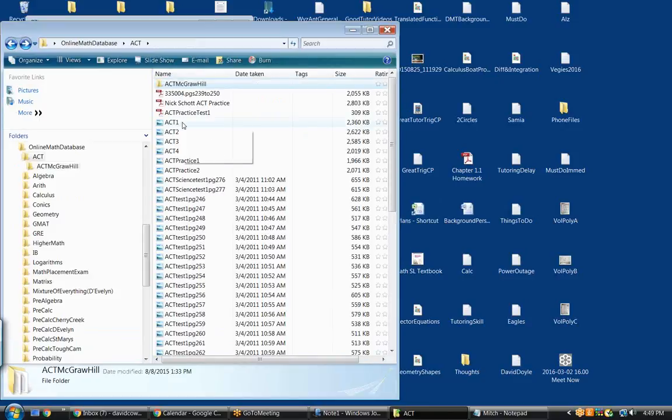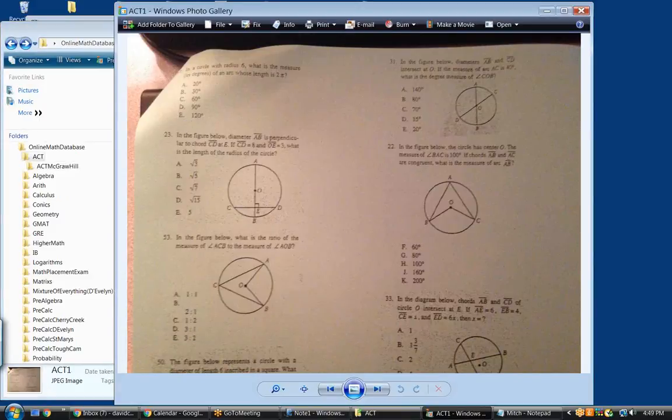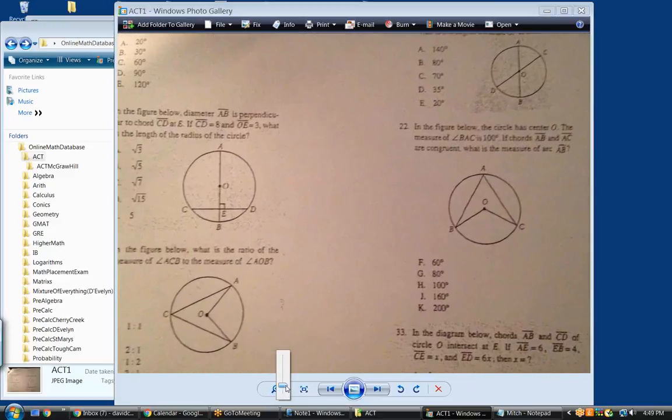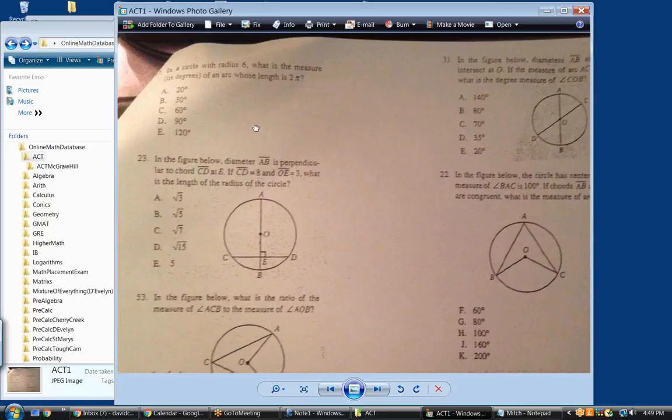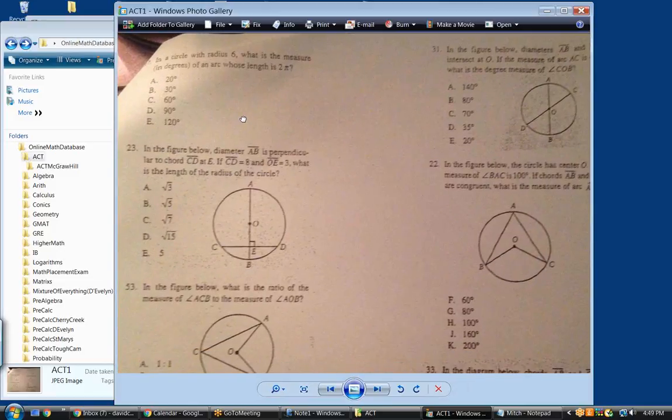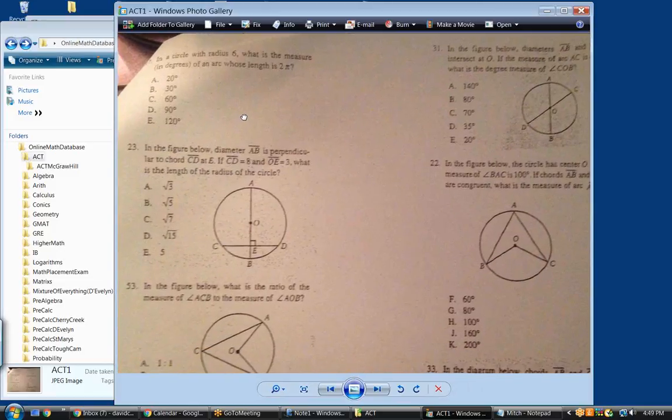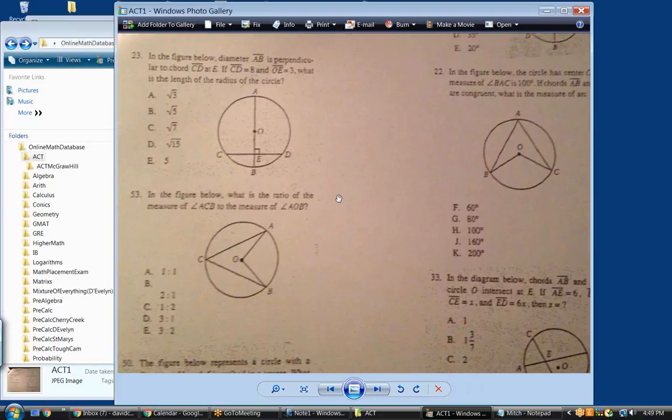Let's go look at some of these geometry problems. Now, what these tests are is one of my students' parents went and cut and pasted. Notice it goes 23, 53, 22, 33. She just cut and pasted a lot of geometry questions onto a single practice test.